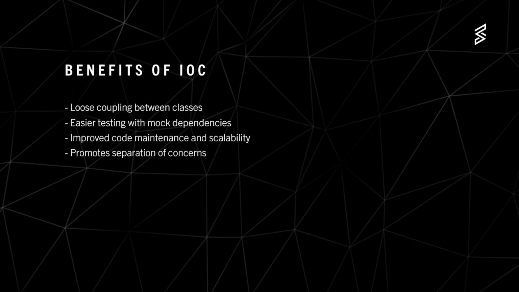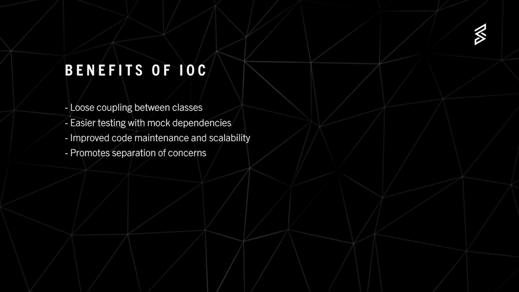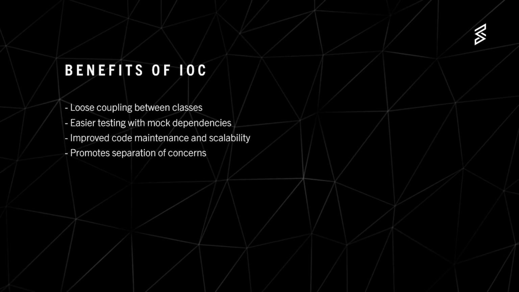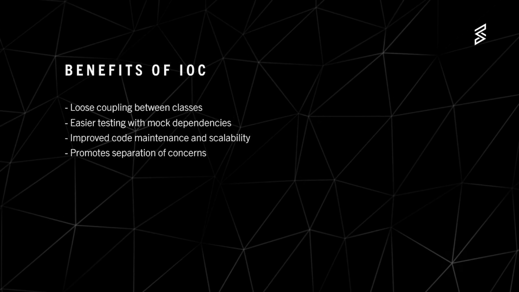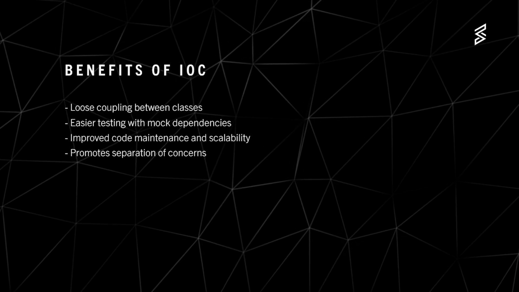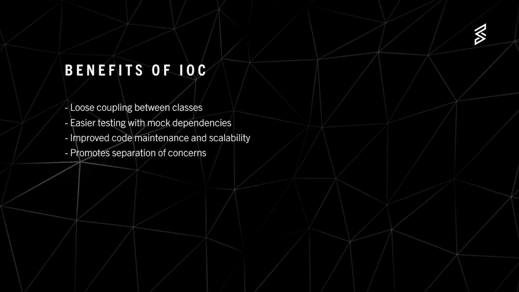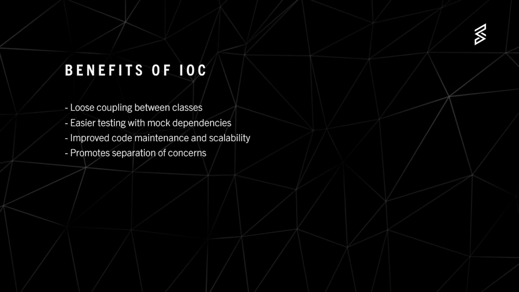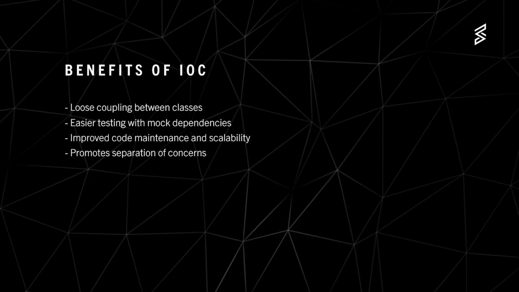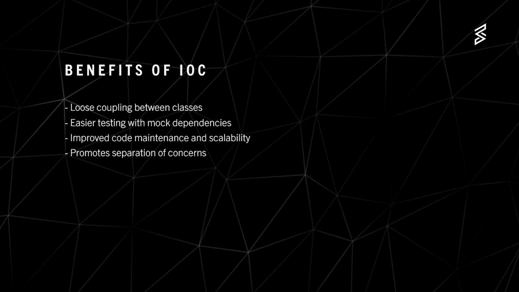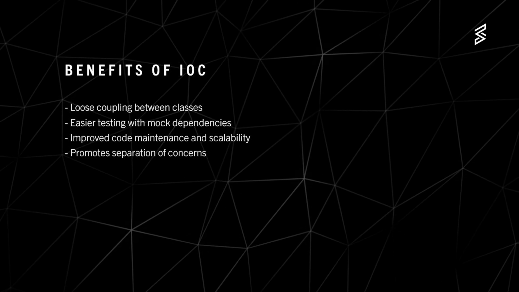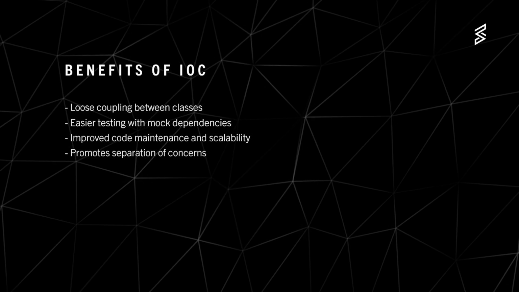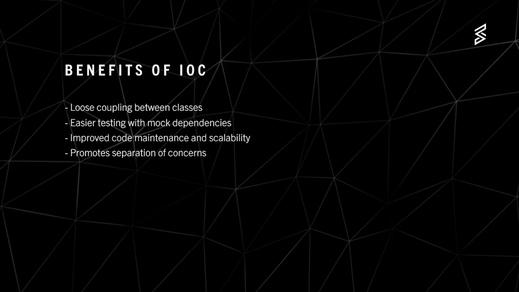Benefits of IoC. IoC offers several major advantages. First, it reduces tight coupling between components. This means we can change or replace components more easily. Second, it makes testing easier, especially when using mock dependencies. Third, it improves maintainability and scalability because the application becomes modular. And lastly, it promotes separation of concerns, which is a key aspect of clean architecture.